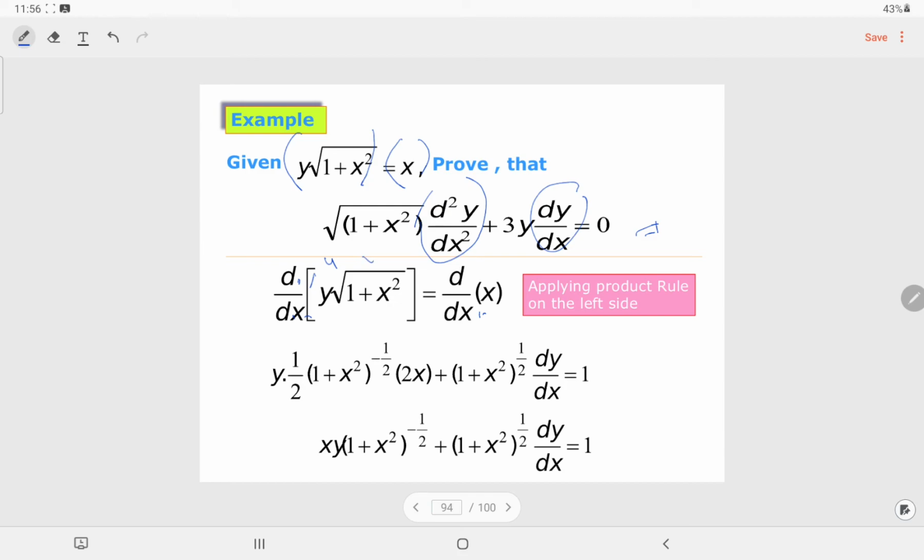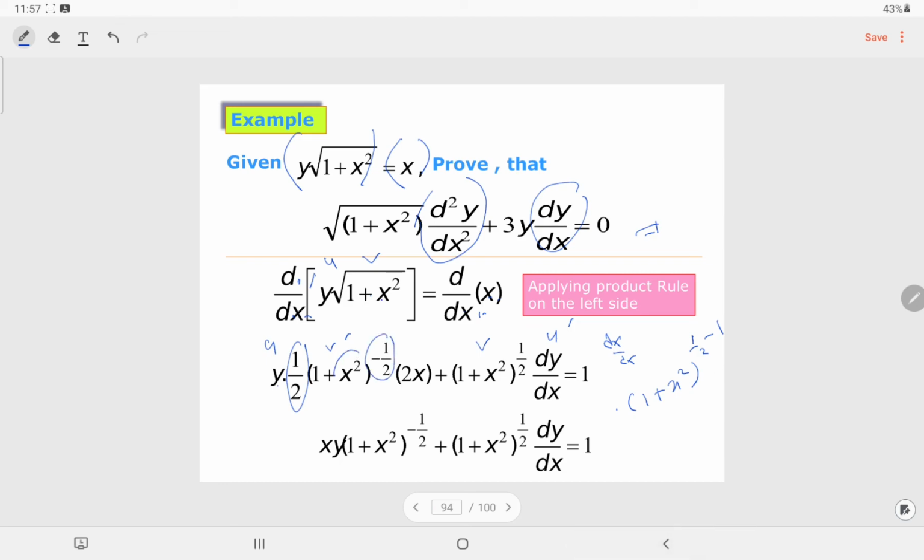So this is u, this is v. So u v prime plus v u prime. Differentiate x with respect to x, so dx over dx equal to 1. Okay, u v prime: since this is 1 plus x squared power of 1 over 2, bring down 1 over 2, that's why we get 1 over 2 here. And then 1 over 2 minus 1, we get negative 1 over 2.